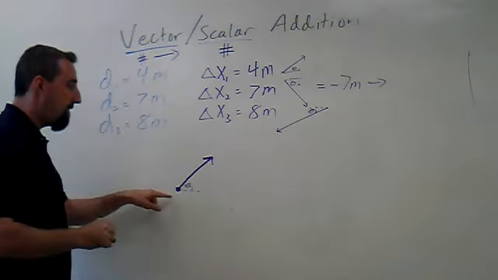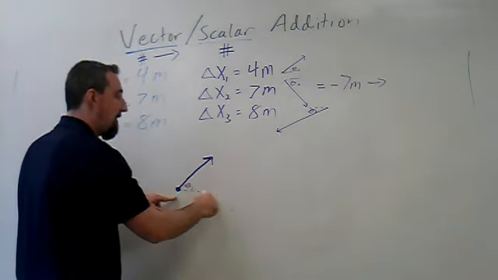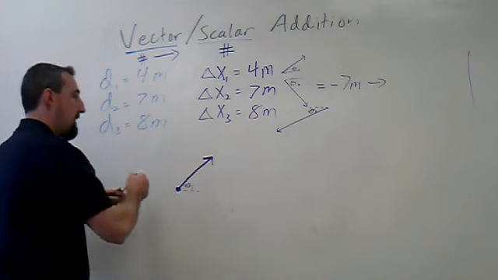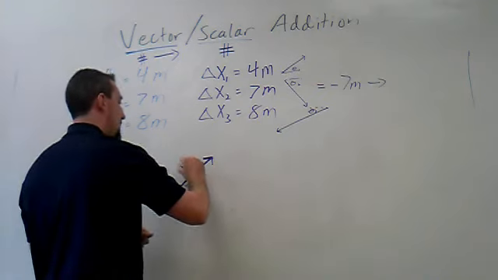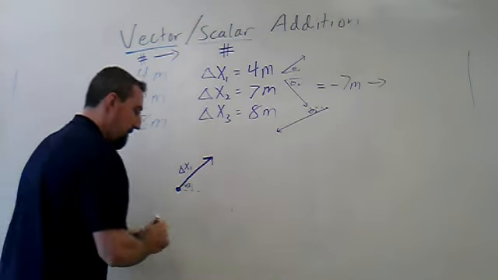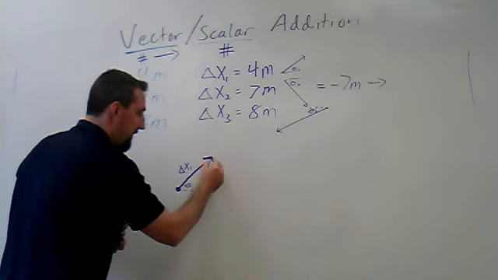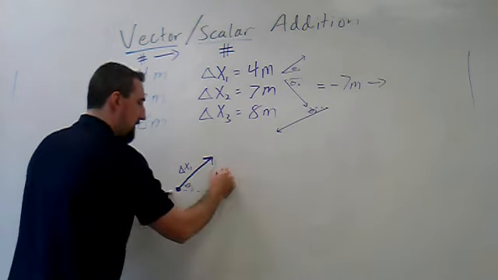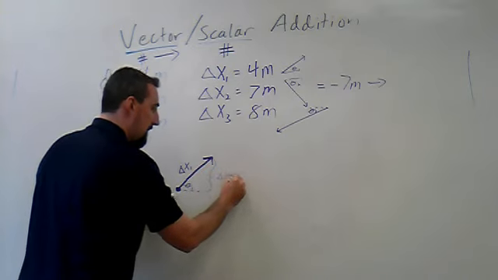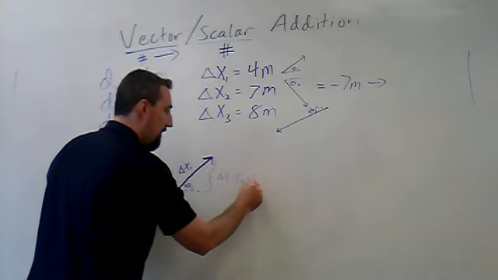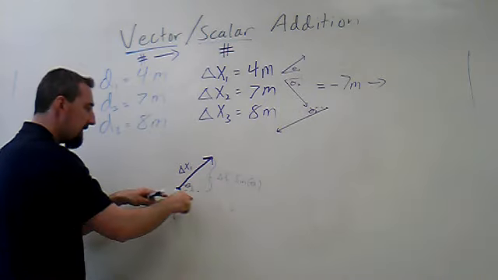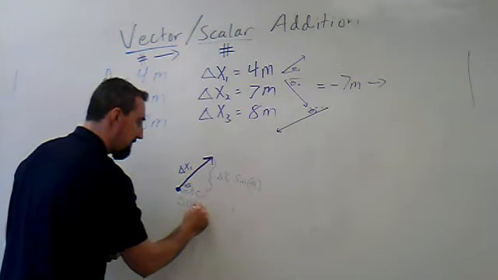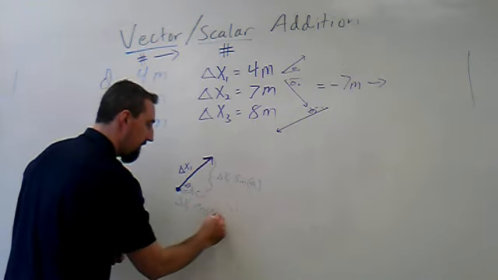Well, if we wanted to figure out how far over I went and how far up I went, we'd use some simple trigonometry. We call the length of this line delta x1, and we would call the displacement this direction, so right here, we would say, well, hey, that's just delta x1 times the sine of θ1. Down here, this little piece would be delta x1 times the cosine of θ1.